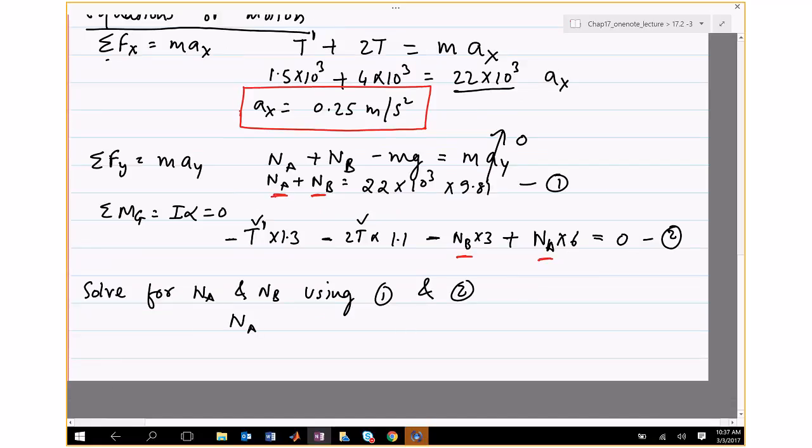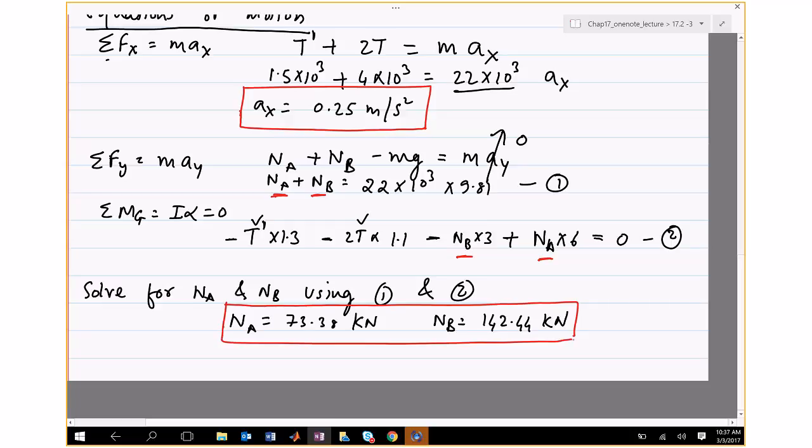So after doing that, and you can check me on this, NA is 73.38 kilonewtons and NB is 142.44 kilonewtons. Okay, any questions on this?